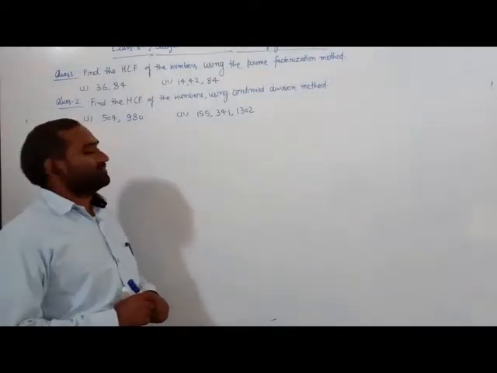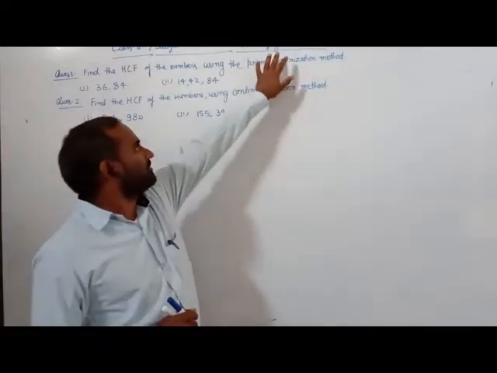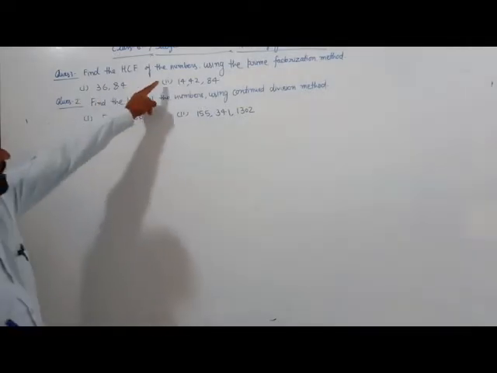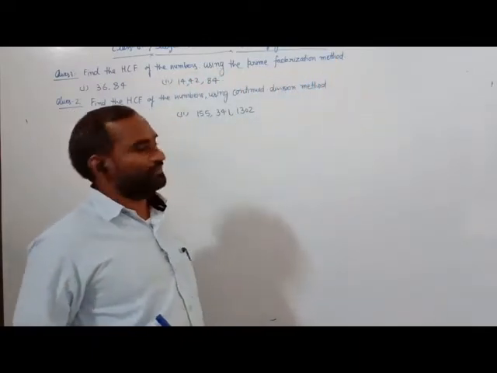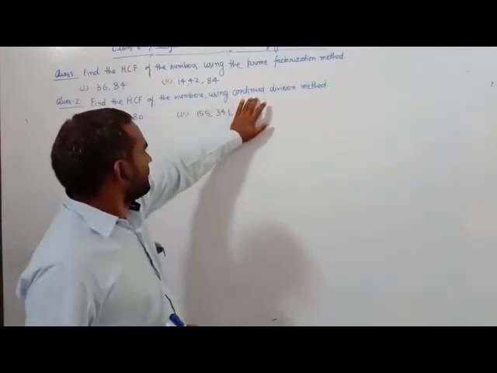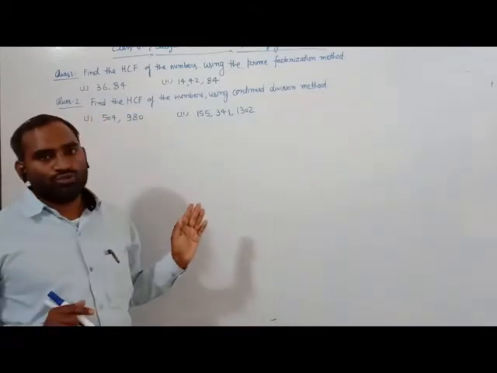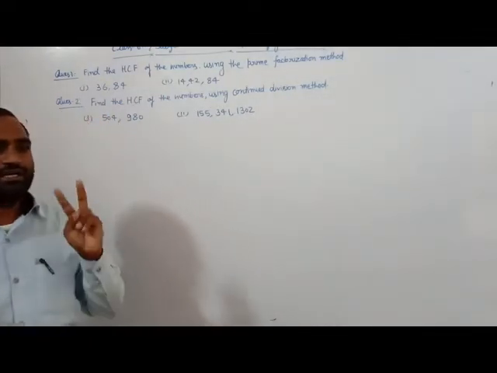Hello students, today we have to solve some questions under the chapter Playing with Numbers, and we have to solve the questions based on HCF. Question number one: find the HCF of the numbers using the prime factorization method. Second question: find the HCF of the numbers using the continued division method. Here we have to solve these questions by two methods.